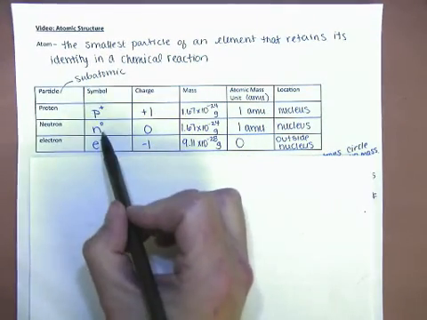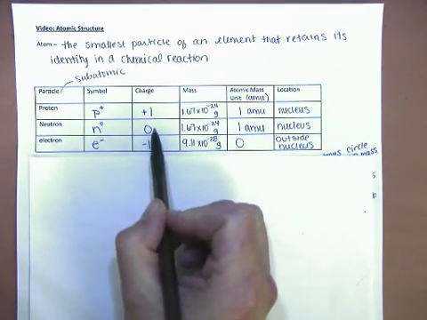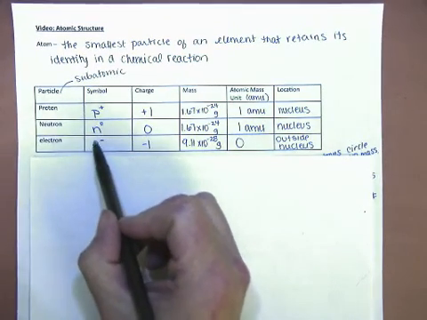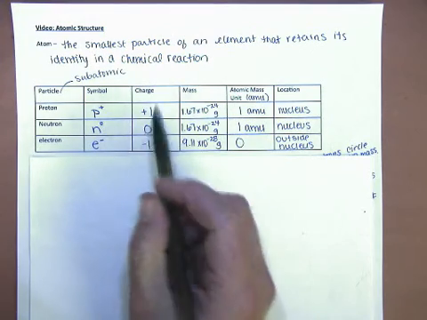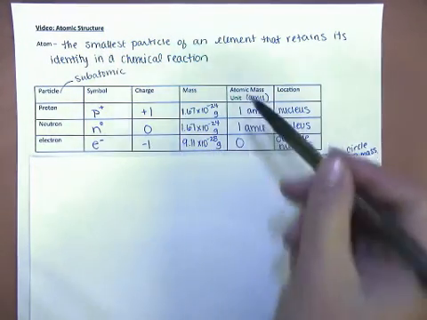Other one is a neutron with an n with a little 0 above it. The 0 represents the charge of 0. An electron is a lowercase e with a negative sign after it. This represents negative, that the charge is negative 1.